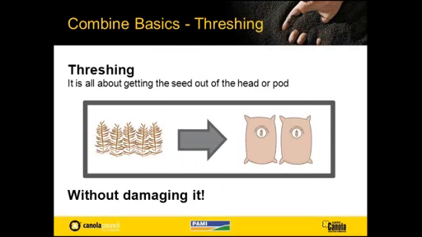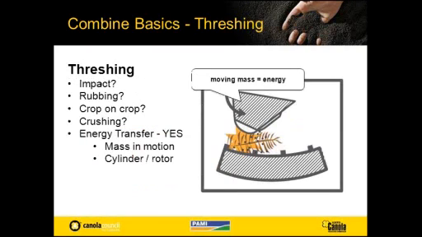Now, threshing is really about getting all the seed out of the pod or the heads without turning it and damaging it too badly. So that's always the balance. Now we get into really the performance, and it is about balancing out some of these factors. Threshing, really simplified, is energy transfer, and it's really about getting it from the rasp bars on the rotor or cylinder, which are spinning and thus have mass in motion, which is equal to energy, into the crop.